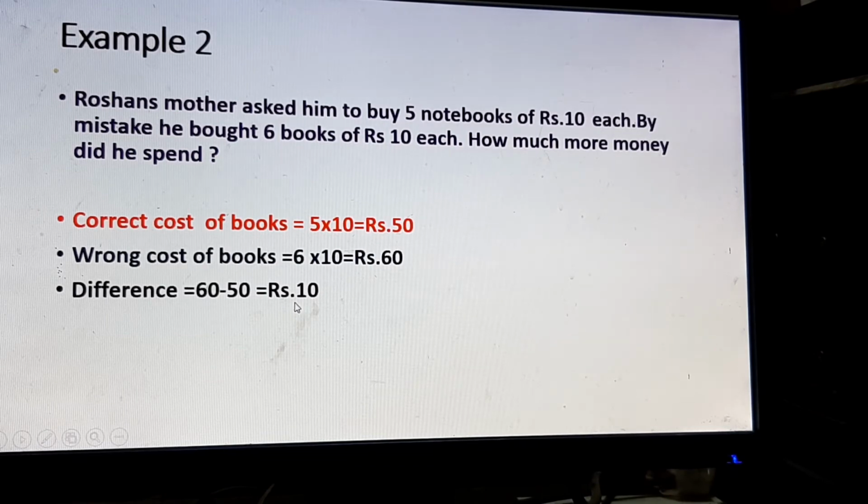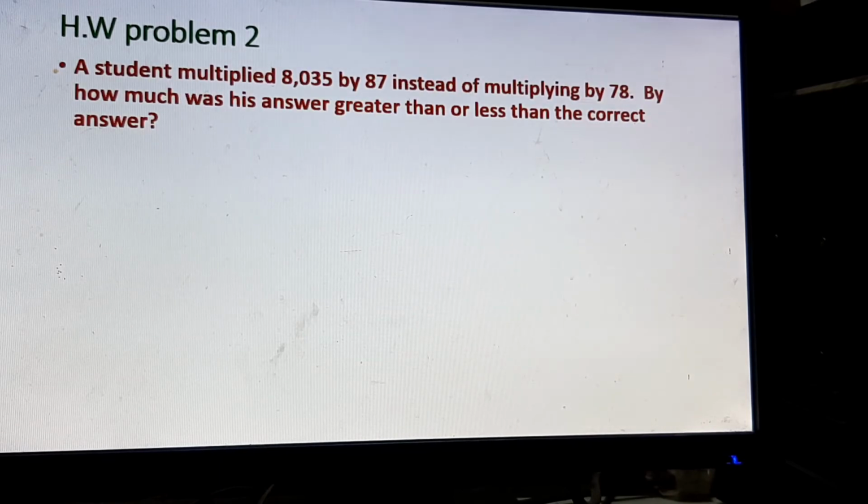Did you understand? So let us try a similar problem here with a large number. This is homework problem 2. Okay, I know you love to get homework in maths. A student multiplied 8035, so here 8035 by 87. Teacher wrote on the board that you multiply it by how much? 78. Teacher said 78. But a student, he was looking here and there and talking, and he heard it as 87.